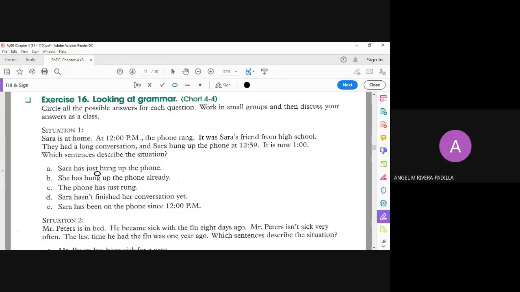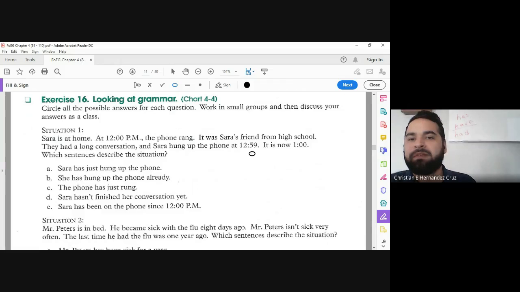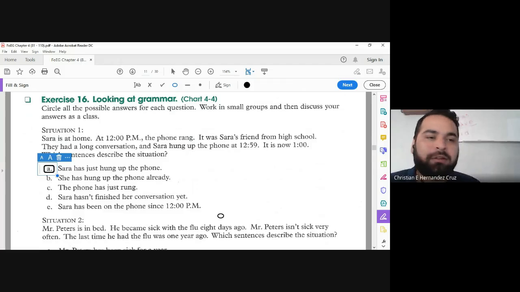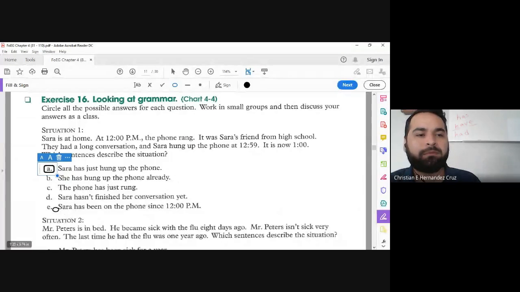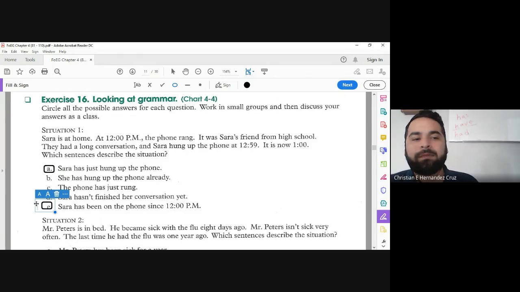A. Okay, so it is now 1 p.m. and she hung up the phone just a minute ago. So yes, we could say Sarah has just hung up the phone. Is there any other of these sentences which works well to describe the situation? E, maybe? Yes, Sarah has been on the phone since 12. Well, this would be a specific time instead of unspecified, but this is okay. I still think A is the best answer.